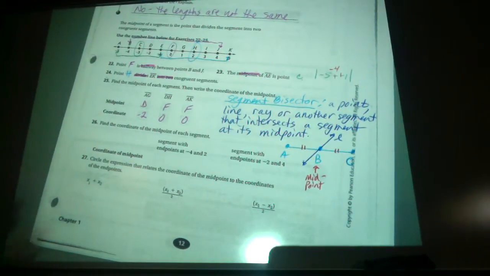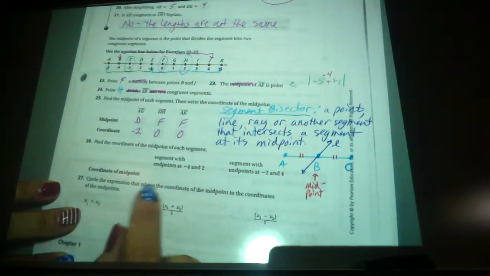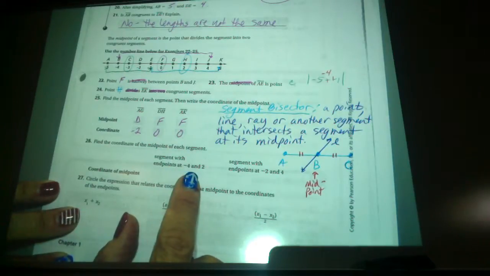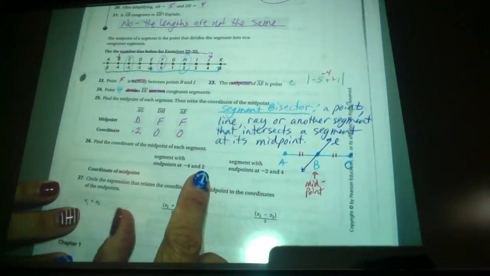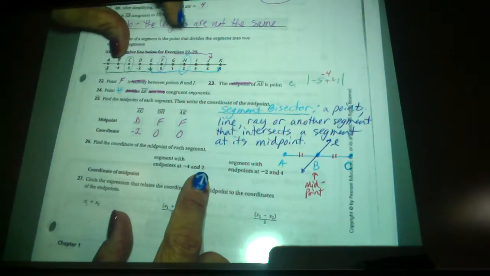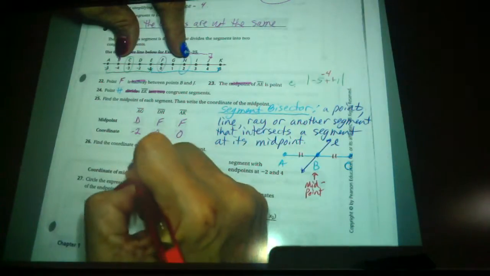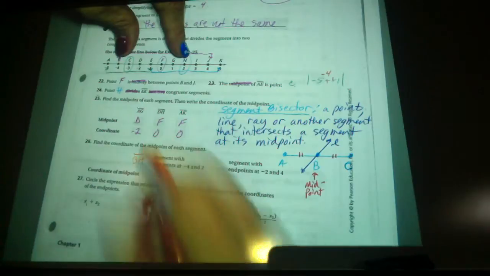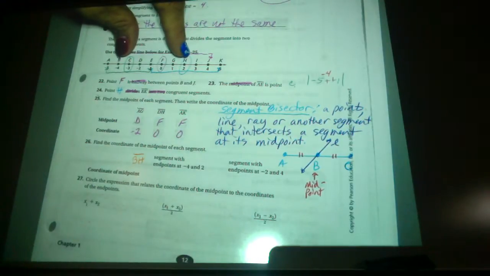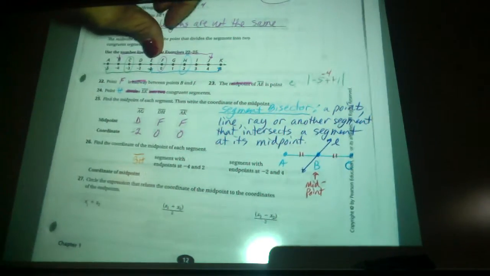So 26 is just asking the question a different way. Find the segment with endpoints at -4 and 2. So here's -4, and here's 2. So that would be segment BH, right? And what is the coordinate of its midpoint? What's the distance from -4 to +2? 6. What's half of that? 3. So 1, 2, 3. That puts me at E.